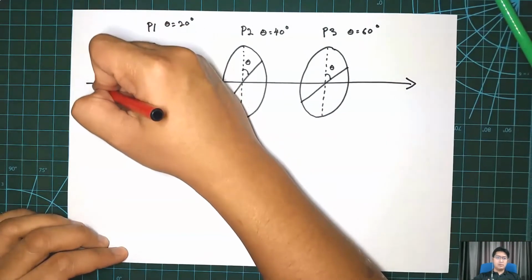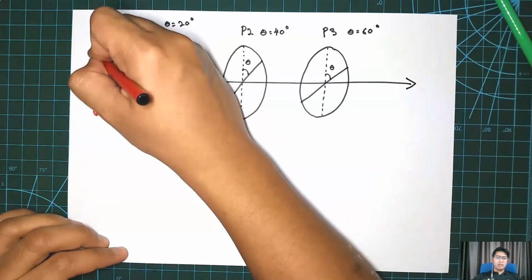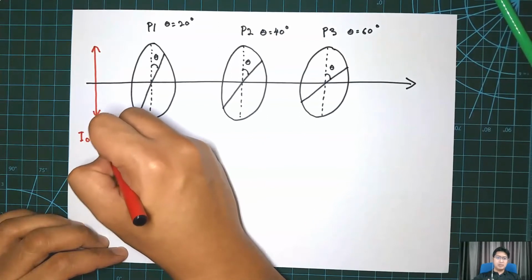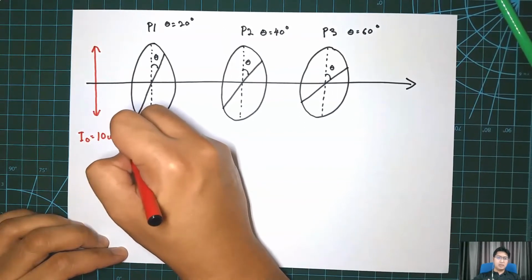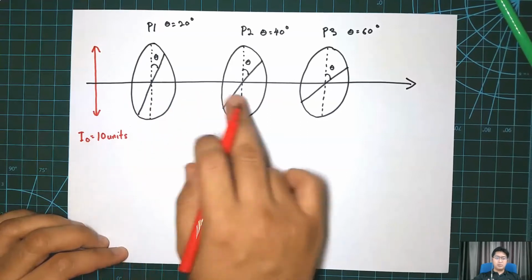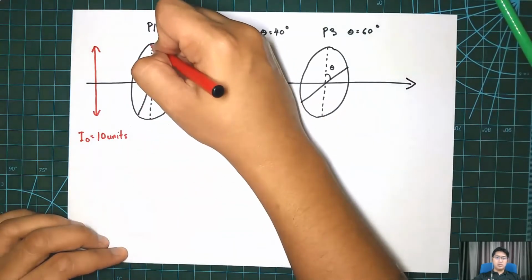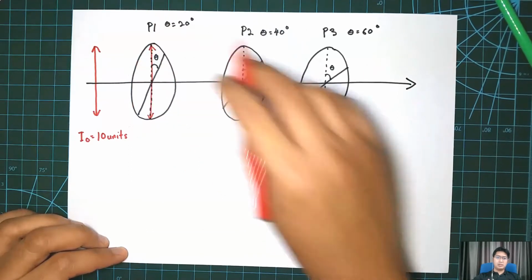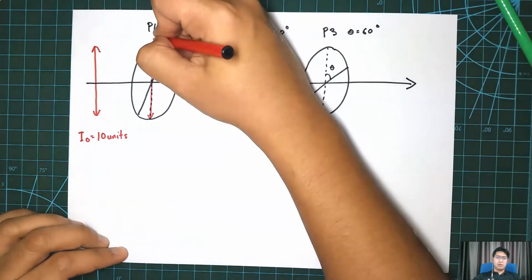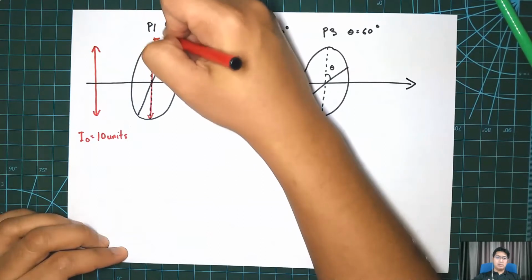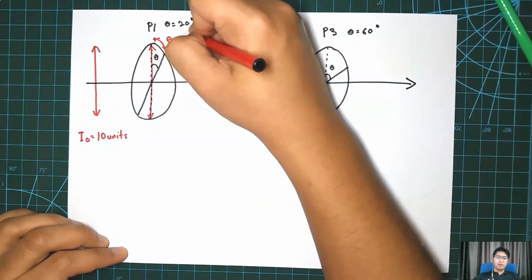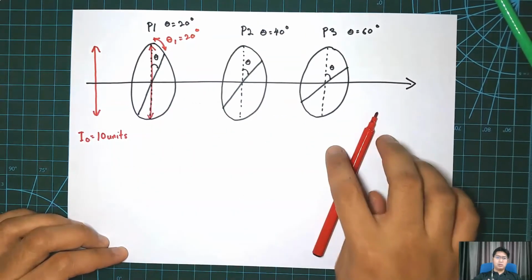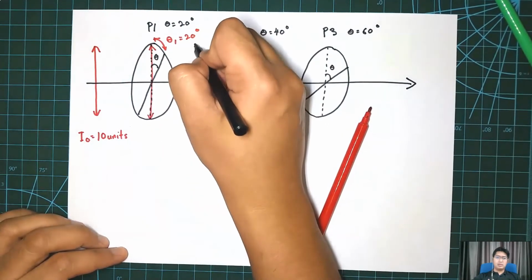And then you have an incoming light, a vertically polarized light. The intensity is 10 units. We call it I naught, the initial intensity of the incident light. The light is incident on the first polarizer vertically, so it makes an angle of 20 degrees between the transmission axis and the incident light.